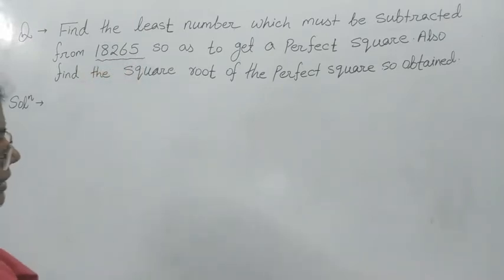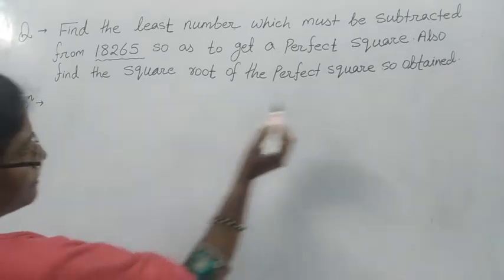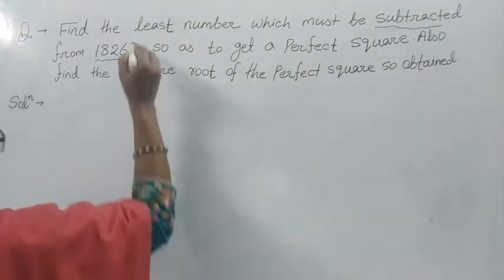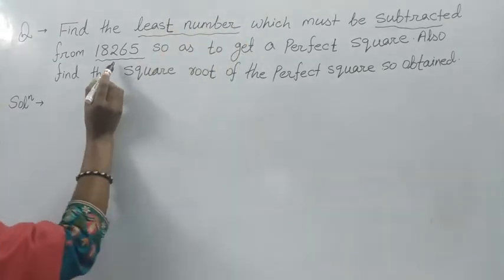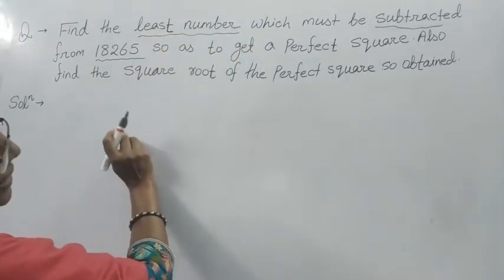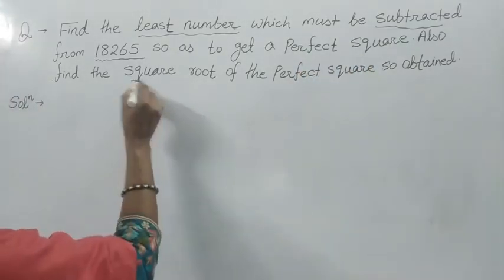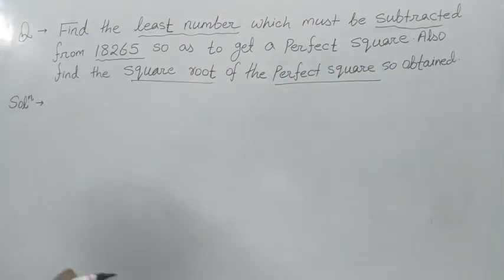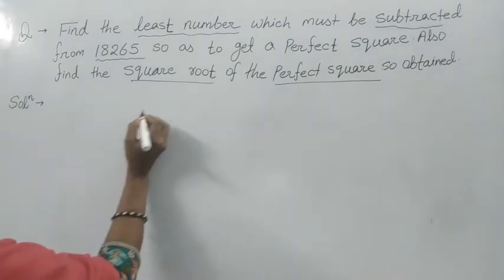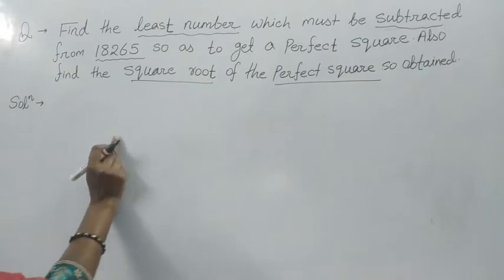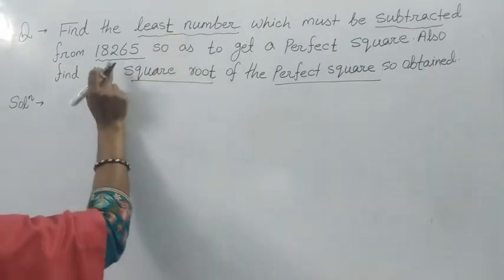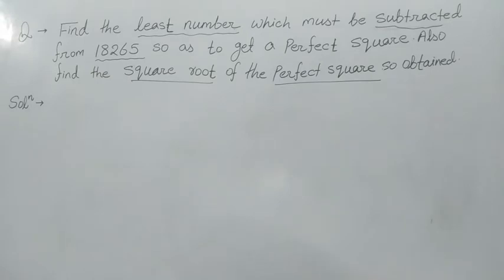It is not a perfect square number. You have to subtract a least number from this given number so as to make the result a perfect square. And again, you have to find the square root of that perfect square number. So how do we solve it? To find the least number to be subtracted from this number, you have to use the long division method. So by the long division method, just look at the process.